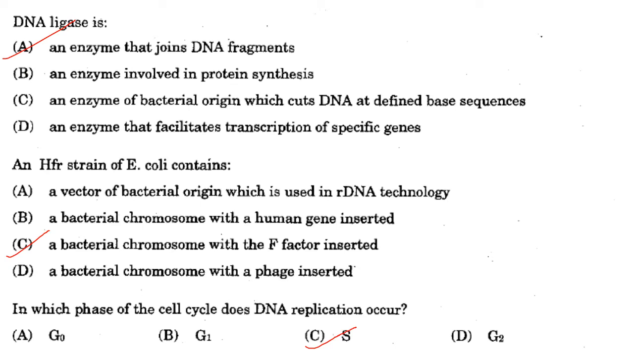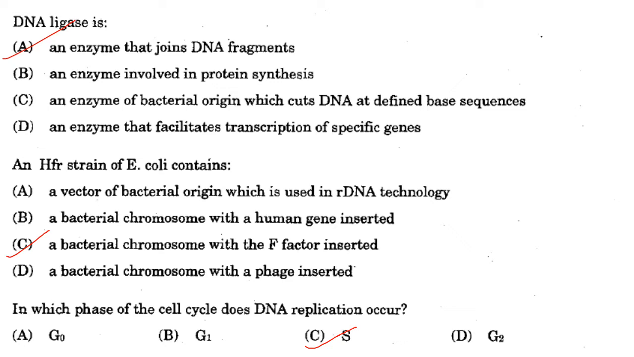DNA ligase is. So DNA ligase is an enzyme that joins DNA fragments by catalyzing the formation of a phosphodiester bond. So the answer is an enzyme that joins DNA fragments. Answer is option A. Then HFR strain of E. coli contains a bacterial chromosome with an F factor inserted. So the answer is option C.